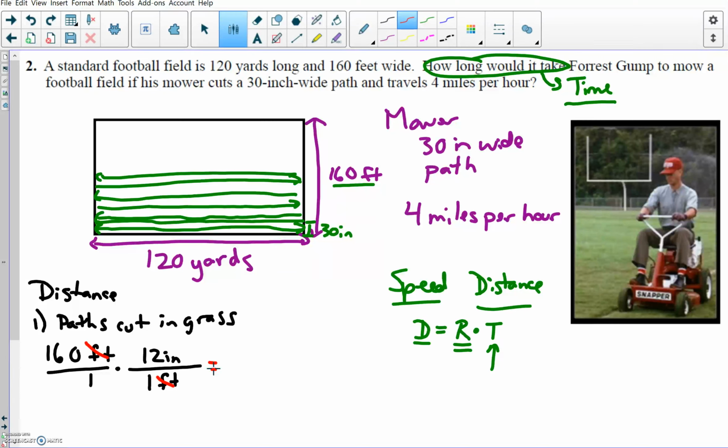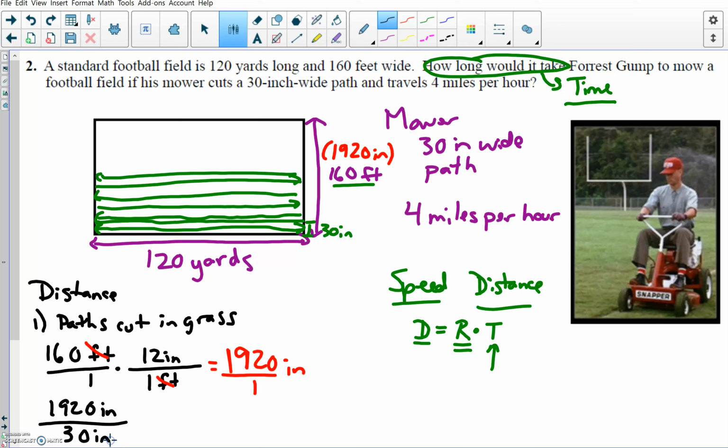Which is 1,920 over 1, right? We multiply the top across, multiply the bottom across, and then the units left are inches. So that means that this full length is also 1,920 inches, and I want to break it into 30-inch rows. So again, when you have a unit and you're breaking it into equal sections, that's division. So 1,920 inches divided by the 30 inches.